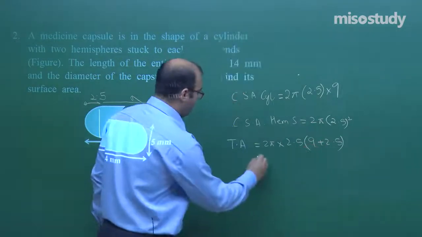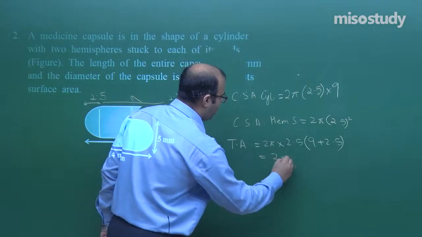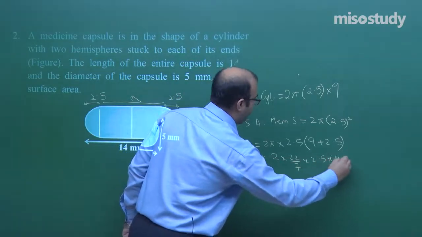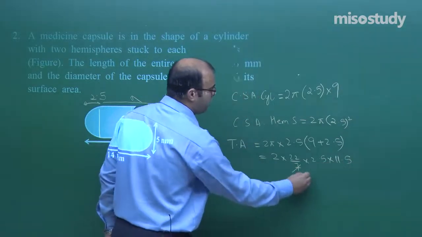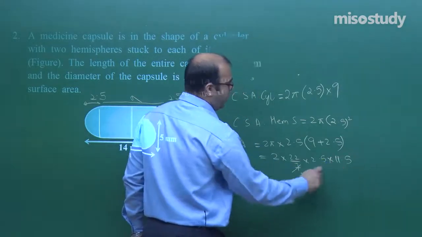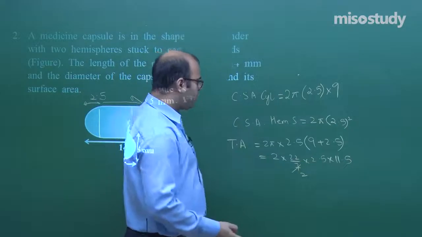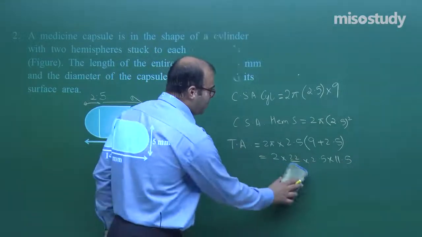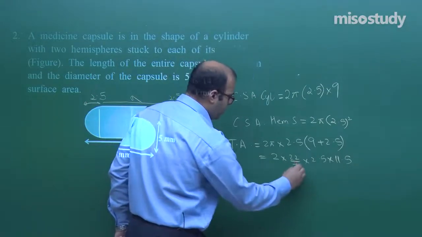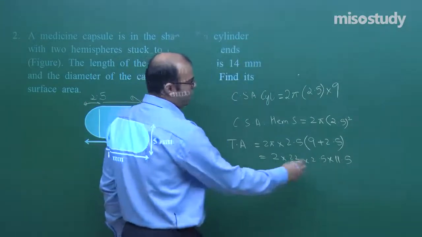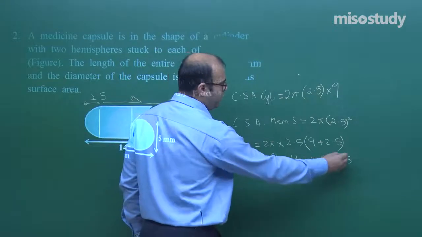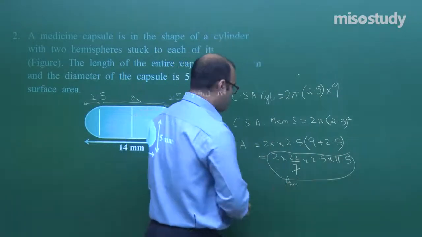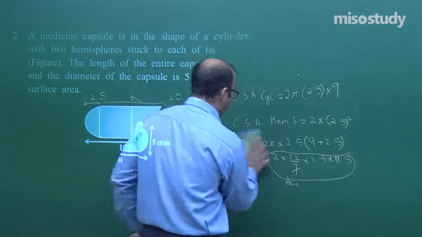So, this is 11.5. So, 2 pi, pi is 22 by 7 into 2.5 into 11.5. Now, 3.5 into 2 is 7, 3.5 into 3 if we will take, that is 10.5, not 11.5. So, we keep it like this only, and we can calculate this value, just multiply and get this value, that will be the answer for this question. So, this is the total area of the capsule which we have.